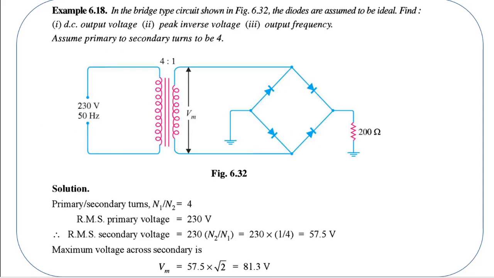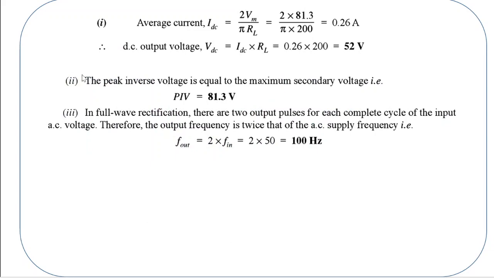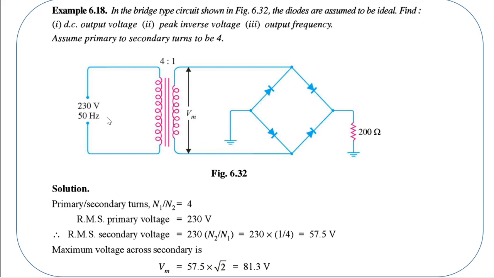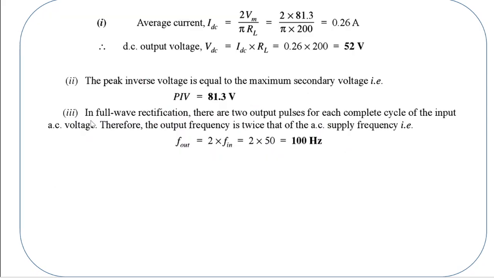And finally, what about the output frequency? We have already discussed that since each complete cycle of the input corresponds to 2 output pulses, the output frequency is twice as that of the input frequency. Input frequency is 50 Hertz, so output frequency is going to be 100 Hertz. So that's about a full wave and half wave rectifier.